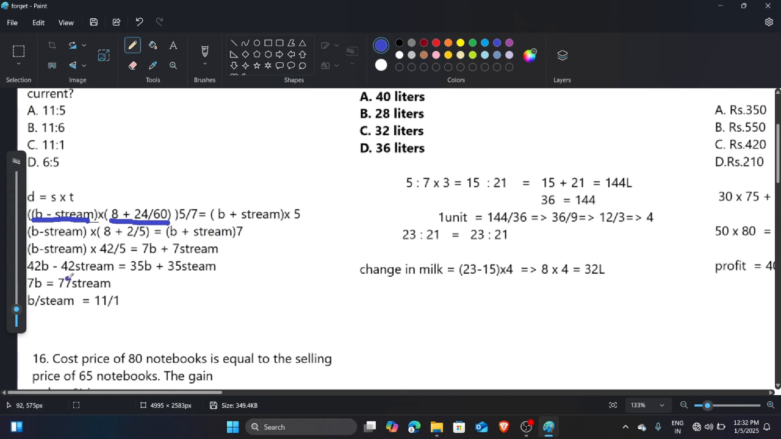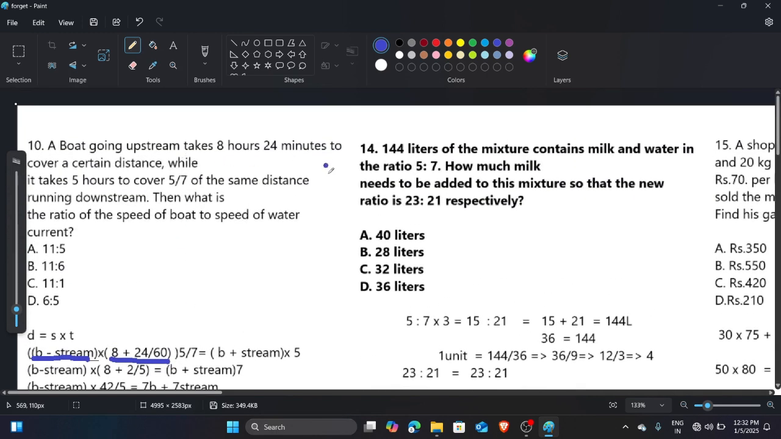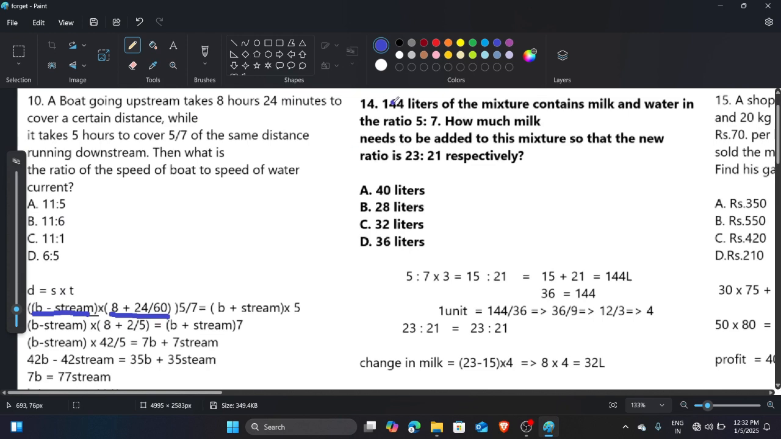And if you have a knowledge of basic math, then you also can solve it, and you solve, and the answer is this, and the ratio we got is 11:1. So this is the answer of the 10th one. Now we go through the 14th.